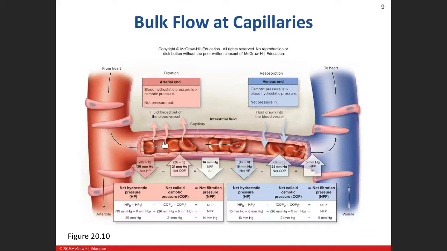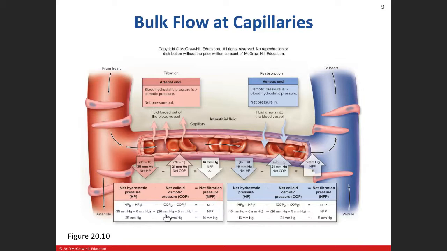Here on the arterial end, you can see our hydrostatic pressure, the net hydrostatic pressure. The hydrostatic pressure for the blood is 35 millimeters of mercury, and we can see there's no pressure from the tissues. So that's 35 millimeters of mercury for the hydrostatic pressure. Then we're looking at the net colloid osmotic pressure.